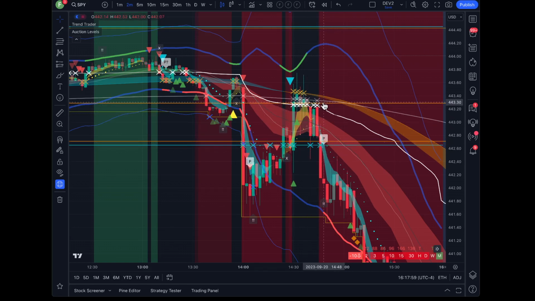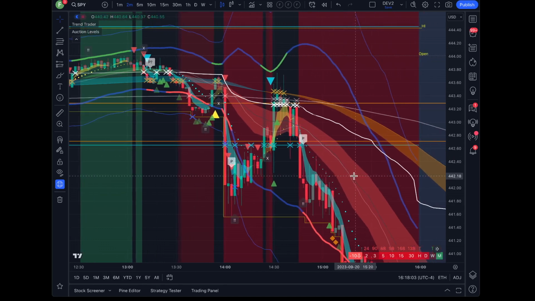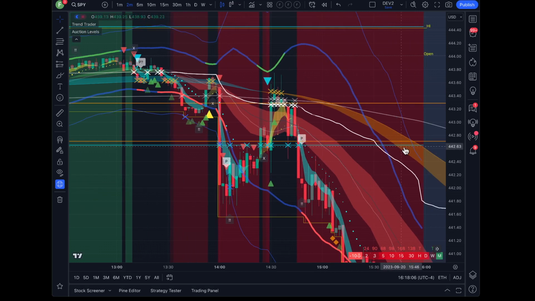So I got small puts, and then I added to them when I got the put signal, and made some good money. I mean, I got stopped out in profit because I was not brave enough. But that's the thing. You have to learn how to read the data and know that you're swimming with the trend.